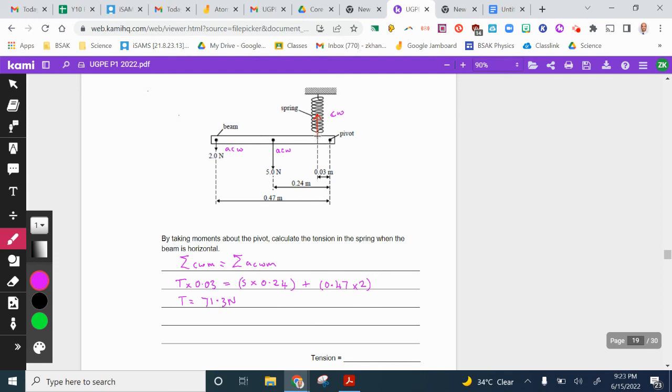So if this object is to remain in equilibrium with the net force of 0, then what we'll have is this upward force acting on the spring to hold this entire object in equilibrium is 71.3 newtons.